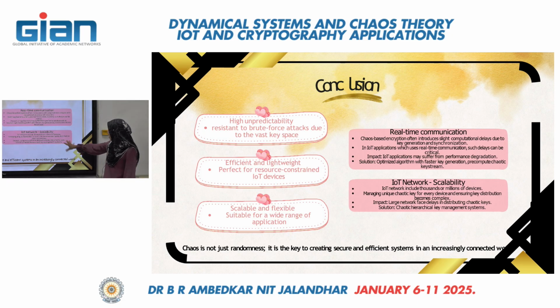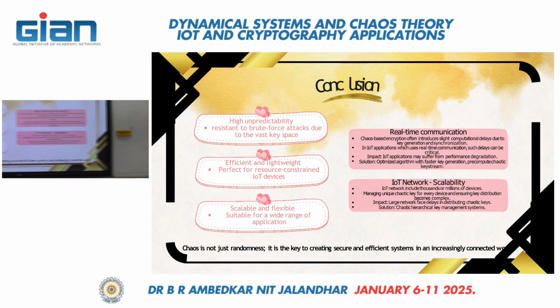Okay, and another limitation is that in IoT we include so many devices, maybe 1,000, maybe millions. So managing a unique chaotic key for every device is actually complex. The impact is that a larger network will face delay in distributing these keys, because for each one you need to compute different keys. So managing the keys will be very complex. Maybe the solution is a chaotic hierarchical key management system. This is still pending, as I mentioned; the IoT network is still pending. So maybe you can do something with this soon. Try to work on something if you are interested in cryptography and chaos.